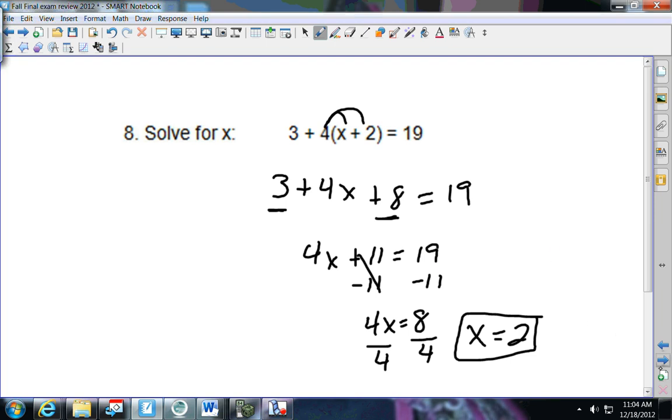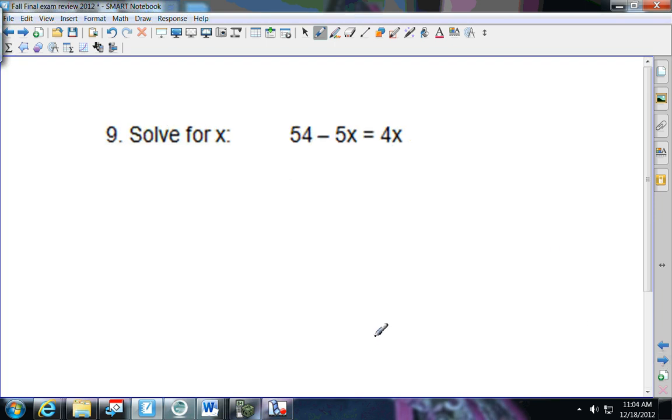Number 9. Okay, there's x's on two different sides. When we were doing the inequality unit, I always said to move the x's to the left because it was easier with graphing. When we're solving equations, it doesn't really make a difference which way we do it. I'm going to move my x's over here to the right. And to do that, I have to add 5x to each side.